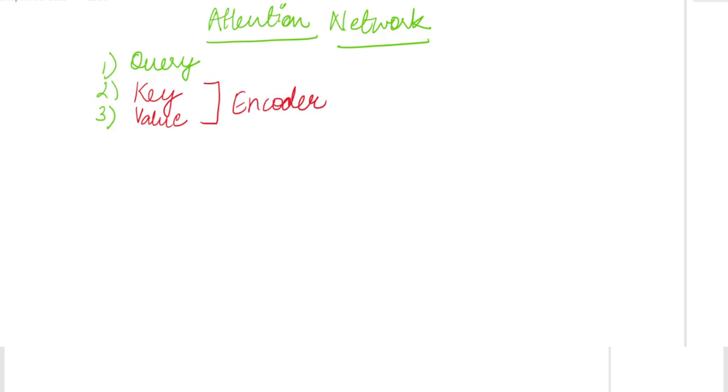So before we start with attention networks, we first have to understand that there are three types of vectors that I'm going to talk about. First is the query vector, second is the key vector, and third is the value vector. Now, the key and value vectors come from the encoder, and the query vector comes from the decoder.